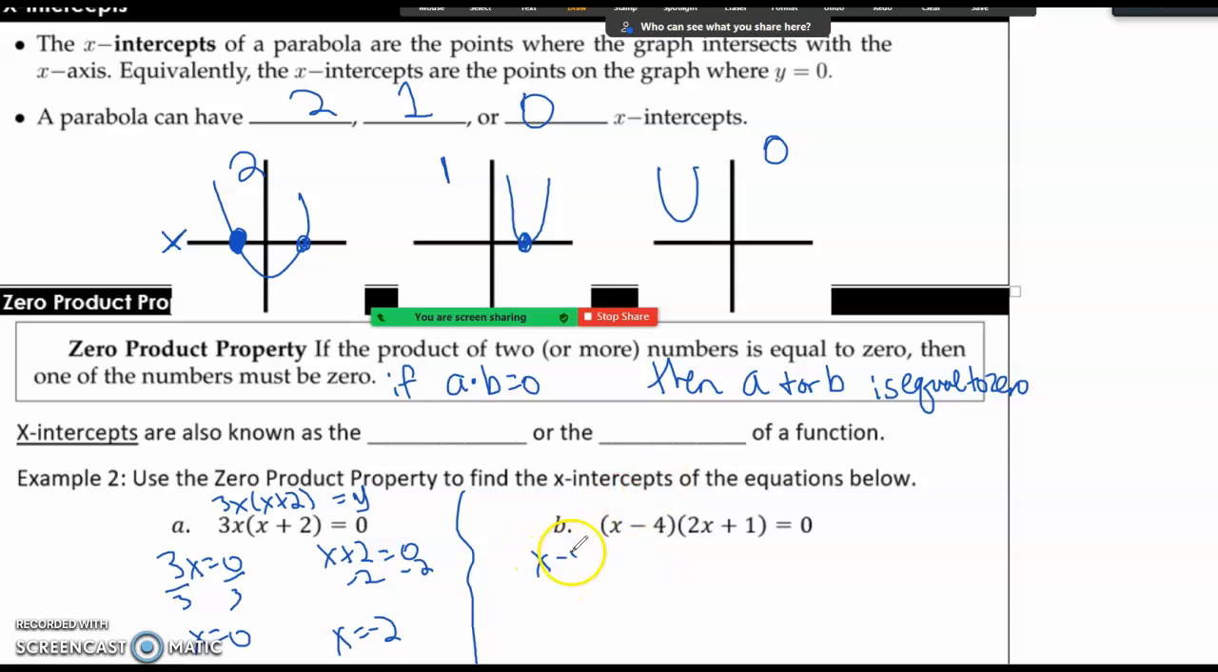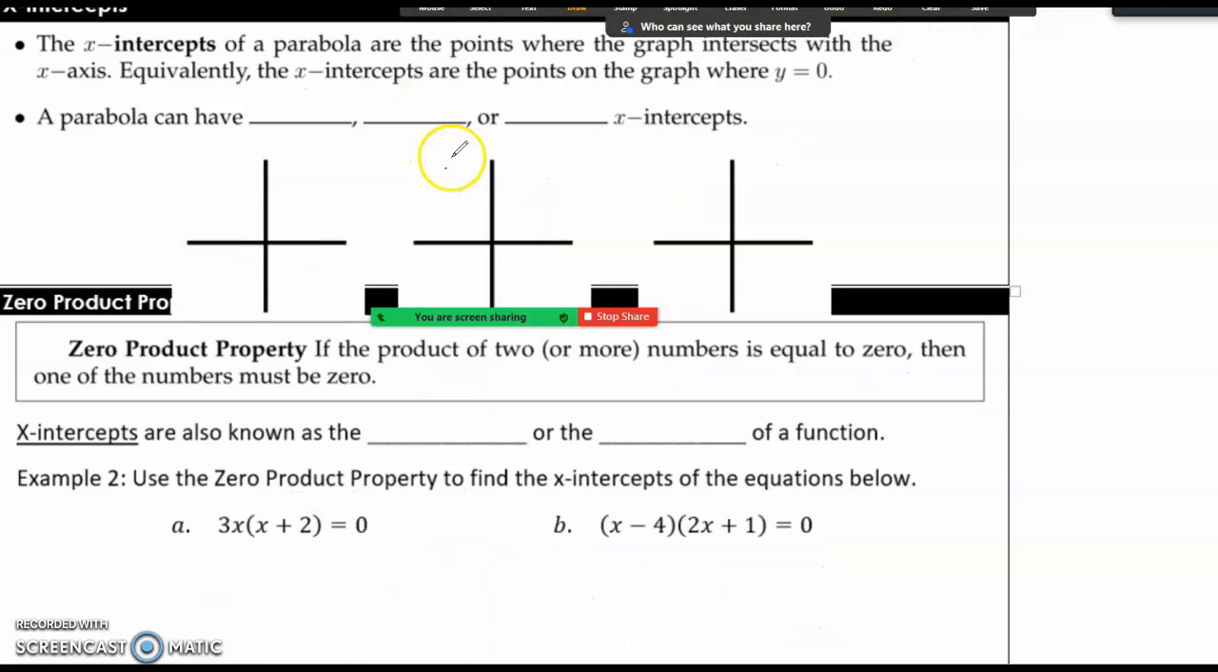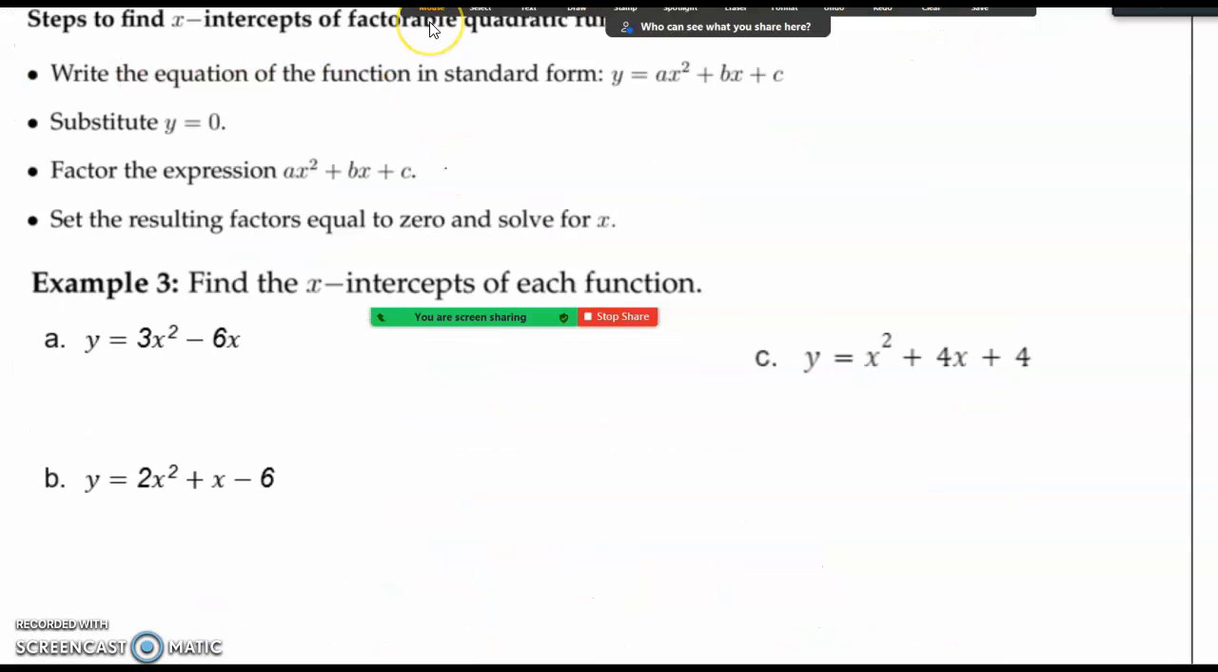My example B, I'm going to set each factor equal to 0, and this is where I would have x-intercepts. So x equals 4, and once you get to this point, it's just like solving one or two step algebraic equations like you did in Algebra 1. So these x-intercepts are also known as the roots or the zeros. So we are essentially finding the x values that cause the output to equal 0.